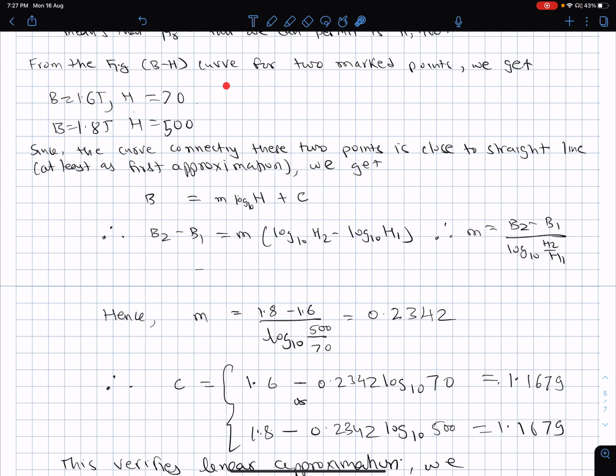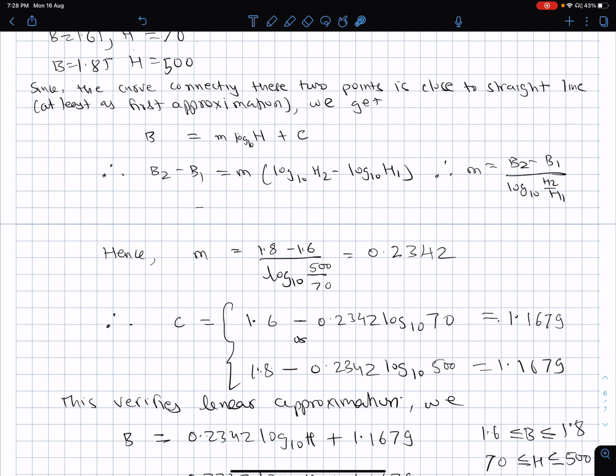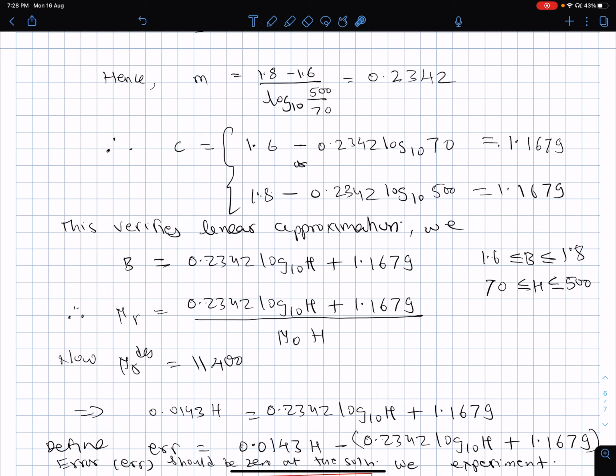Now I already have these 2 points here, so I substitute them here and get the value of M. Once I get the value of M, substituting that value here, I calculate C for both the points, and I see that my answer is correct. It is the same both ways. I get it as 1.1679.